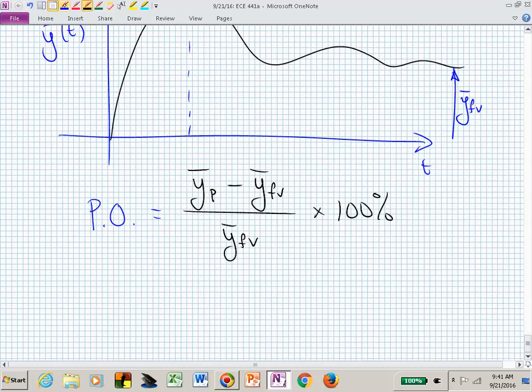This is the general formula, meaning this was not based on y final value being 1. That's what we're going to end up with, but in general, if the y final value was 2400 counts and y peak was 3000, you would do 3000 minus 2400 over 2400, and that gives you your percent overshoot.